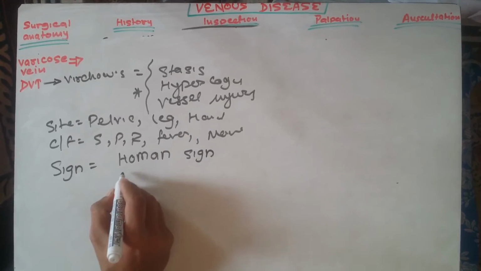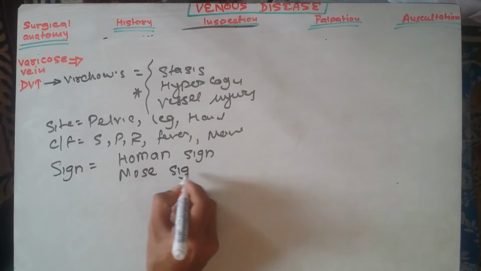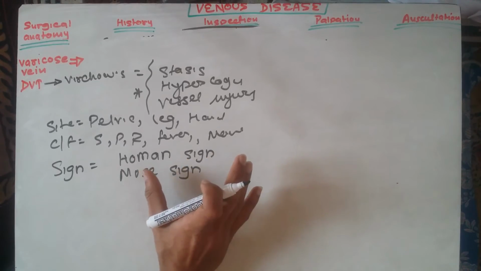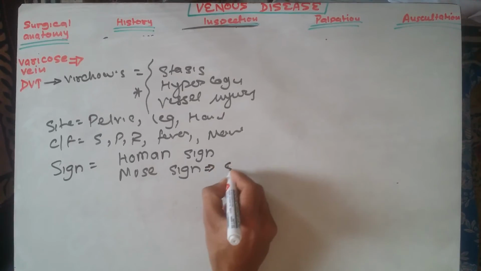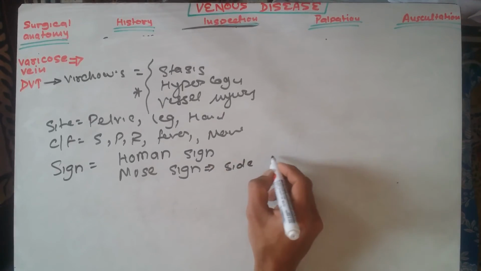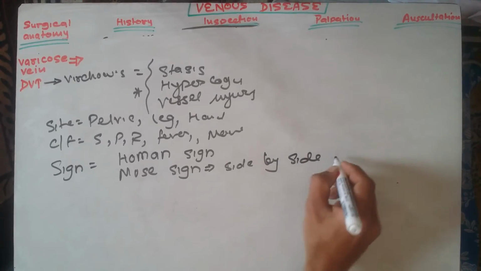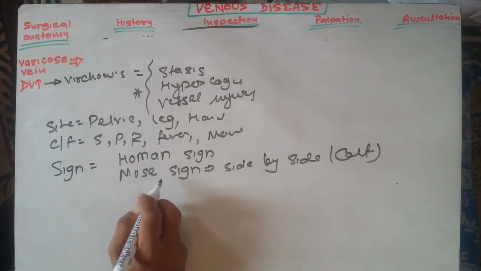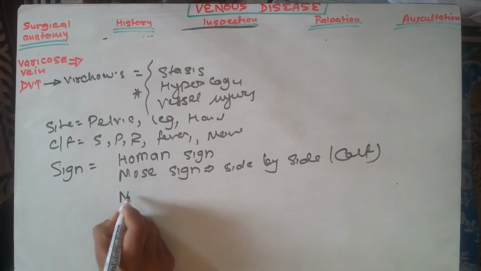The other is the Mose sign. Mose sign is when palpating the calf muscle side by side, there will be pain in the calf muscle. Side by side palpation of the calf muscle produces pain. Okay, this is the Mose sign. And the other test is called Neuhoff sign.